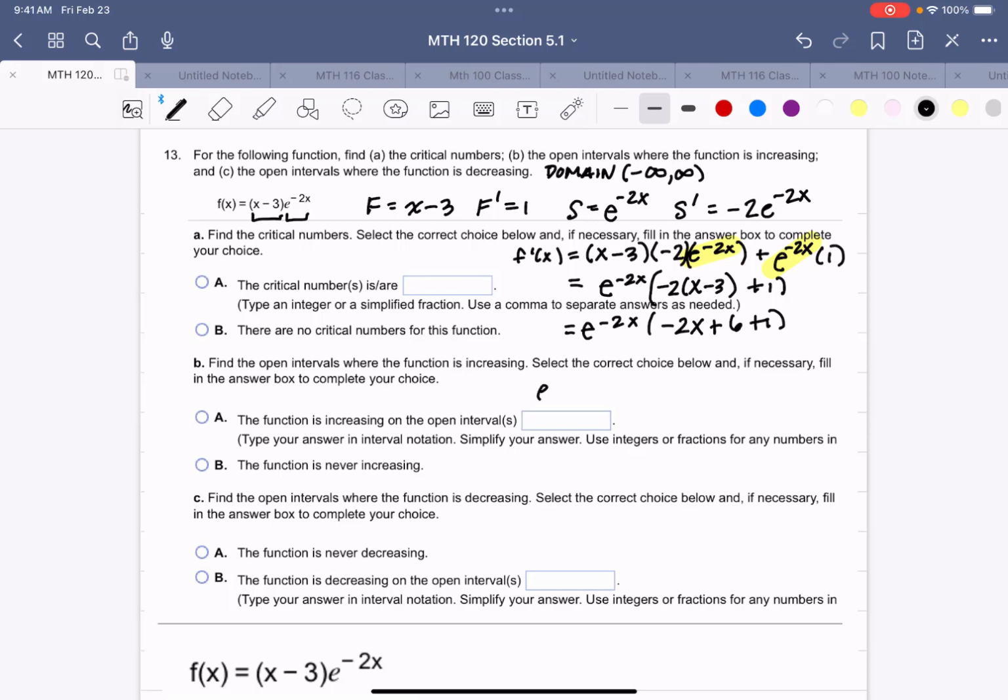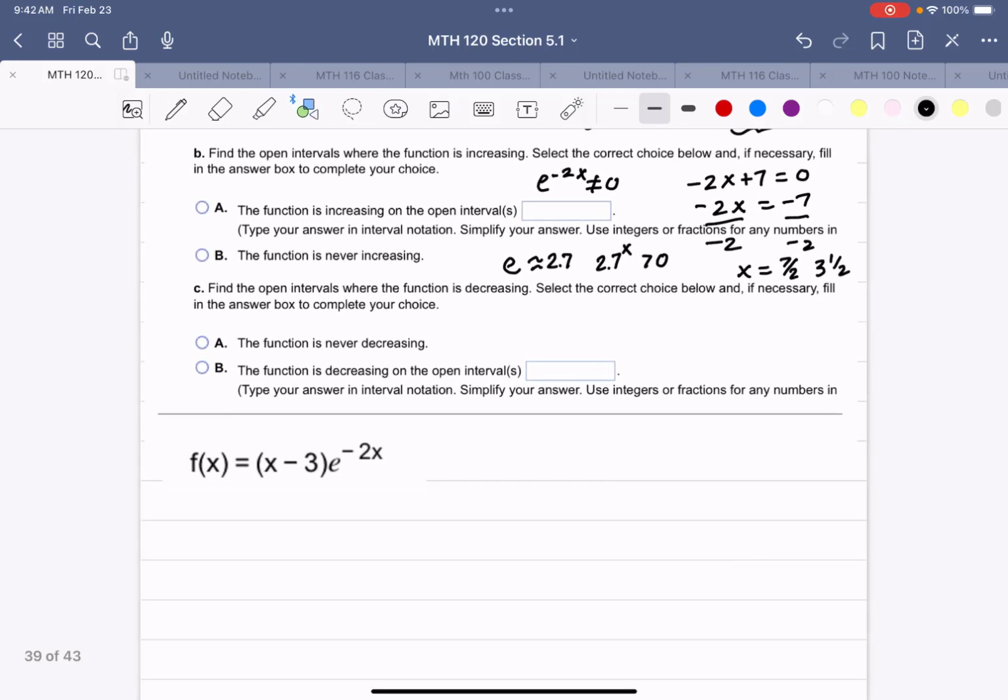and e to the negative 2x is never going to equal 0. Remember, e is approximately 2.7. That's a positive number. And if you raise that to any power, it's always going to be greater than 0. So our critical number will come from the negative 2x, and we add those together, we get 7. Set that equal to 0. Negative 2x is negative 7. Divide by negative 2. X is positive 7 halves, which is 3.5.